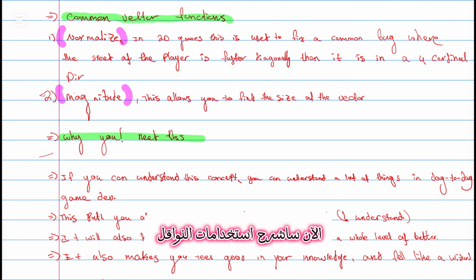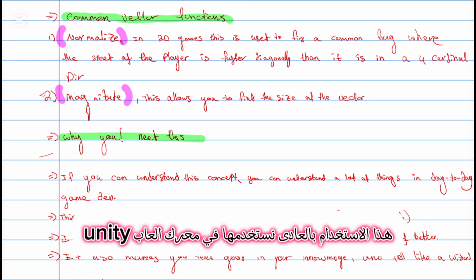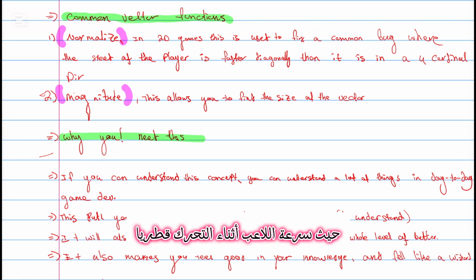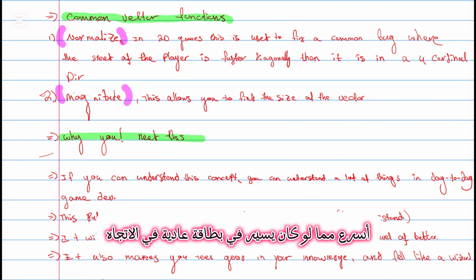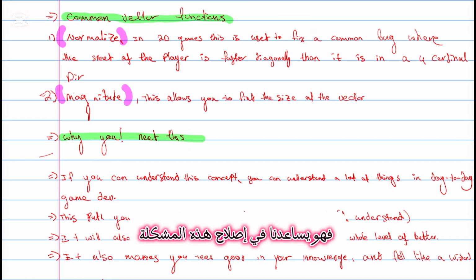Now let's go over common vector functions. The normalize function in vectors is usually used in Unity, and it is used to fix a common issue in 2D games where the speed of the player while moving diagonally, for example, pressing W and A or W and D, is faster than moving in a regular cardinal direction, which just means up, down, left or right. So it helps us fix this issue.